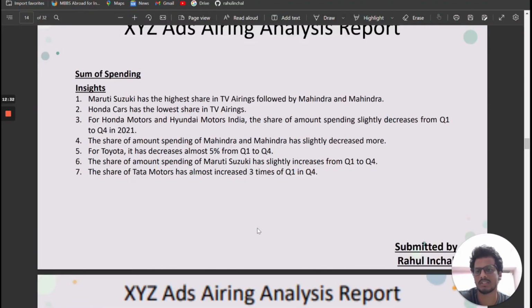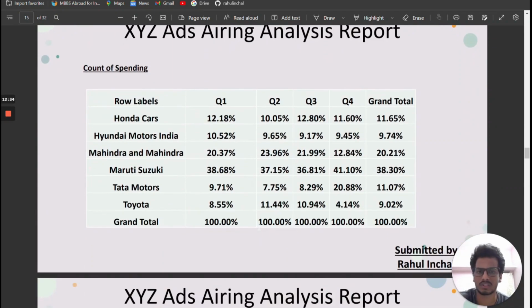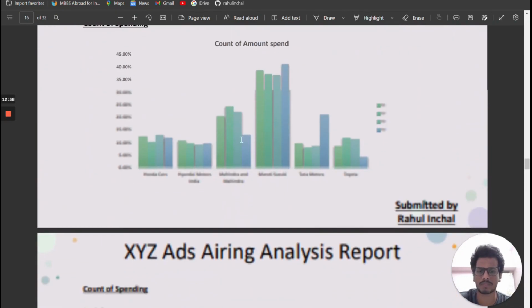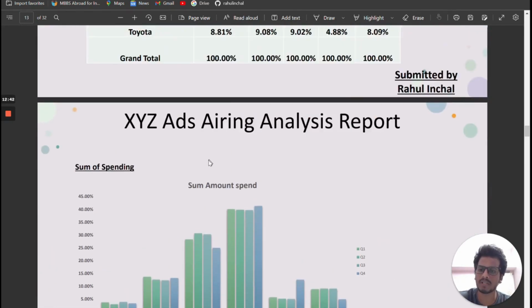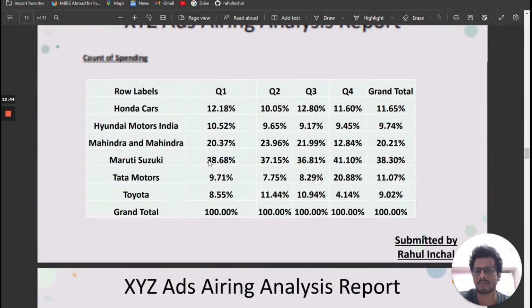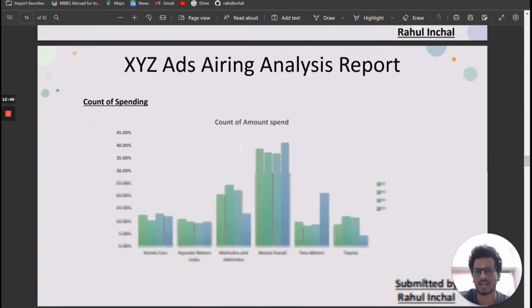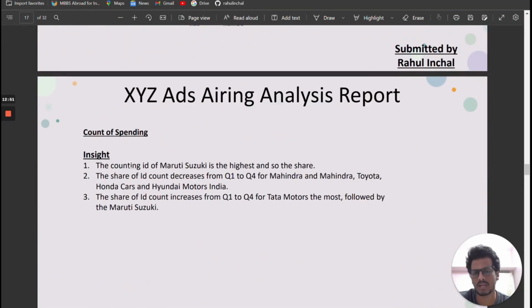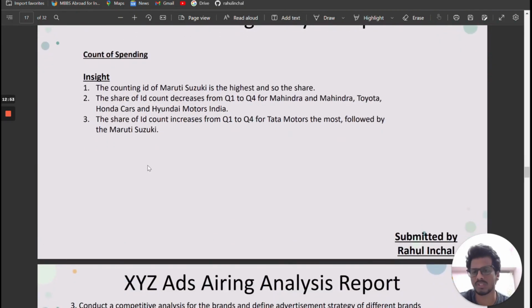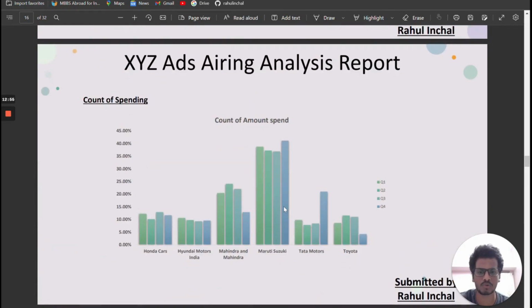All right. So this is the second question which it was trying to tell. And this is count of spending, guys. This is count of spending, and actually this was the percentage of spending, and I have drawn some more visualization for it. And this is count of spending, which we can visualize from that as well. Though the answer is going to remain the same, Maruti Suzuki at first, followed by Mahindra and Mahindra.